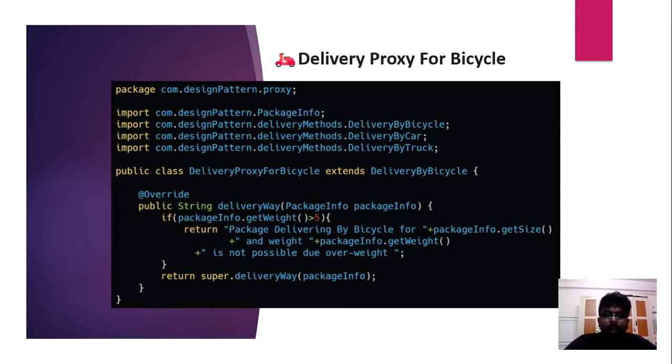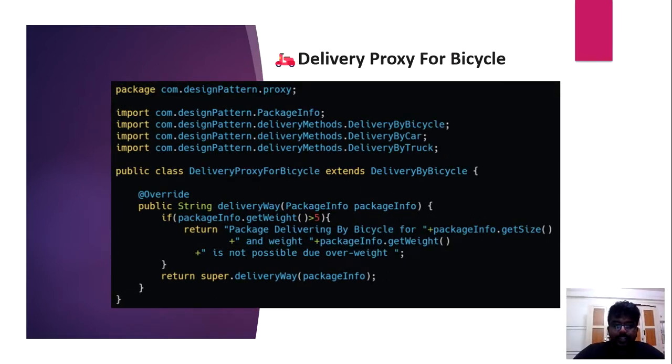Now what I have done is I have created a proxy class for each and every delivery mode. I have created a delivery proxy for bicycle class. This will extend the delivery by bicycle class and act as a proxy class for it. Here we are checking if the package weight is greater than 5. If it is greater than 5, it will not be delivered using a bicycle. If it is less than 5, it will be delivered by bicycle. So that's what has been done here.